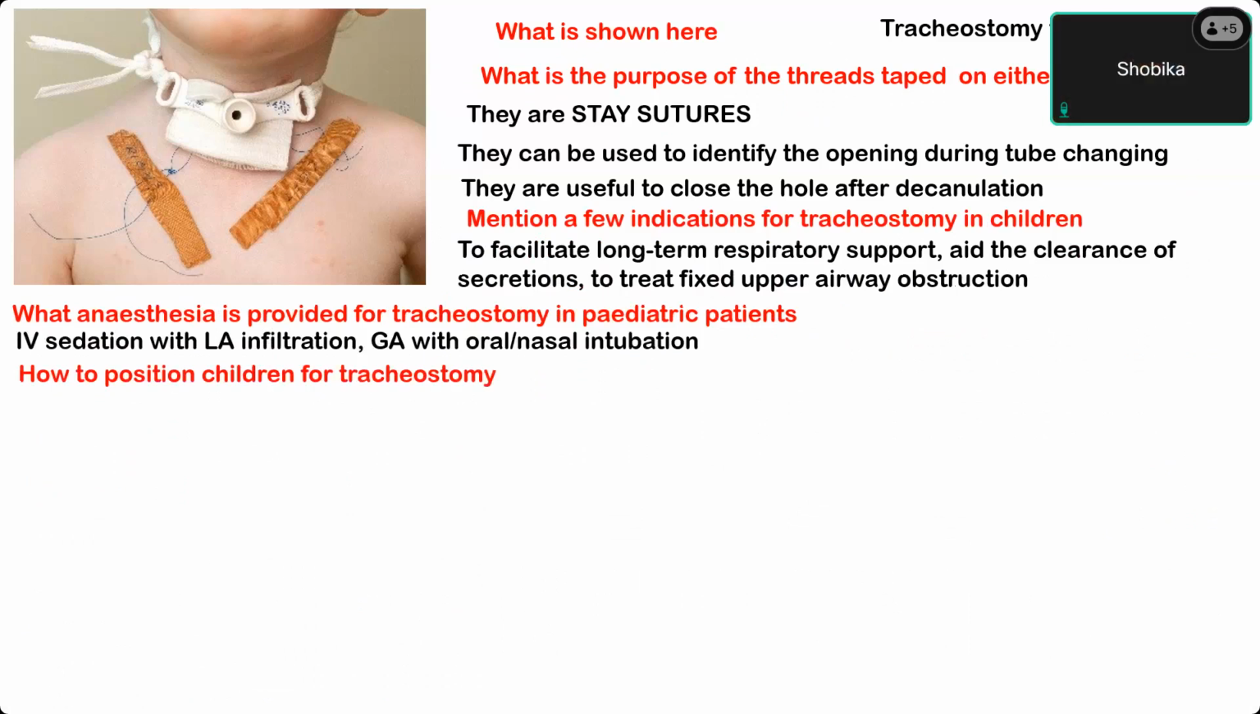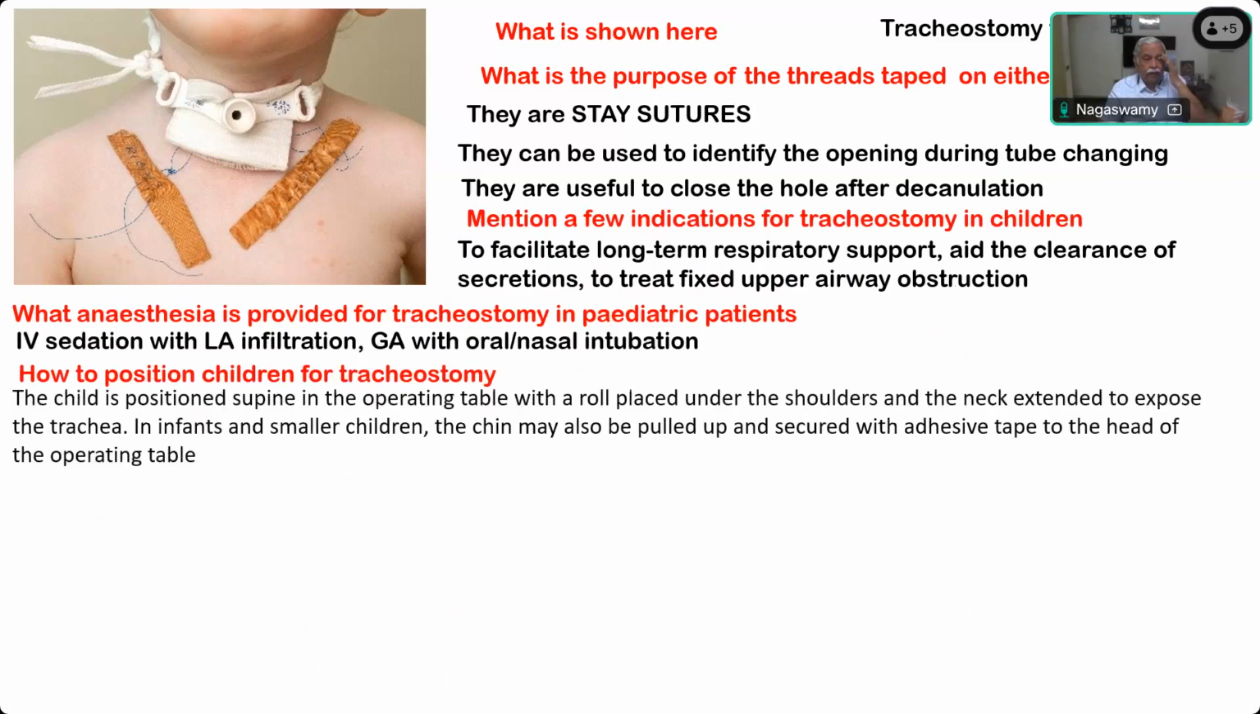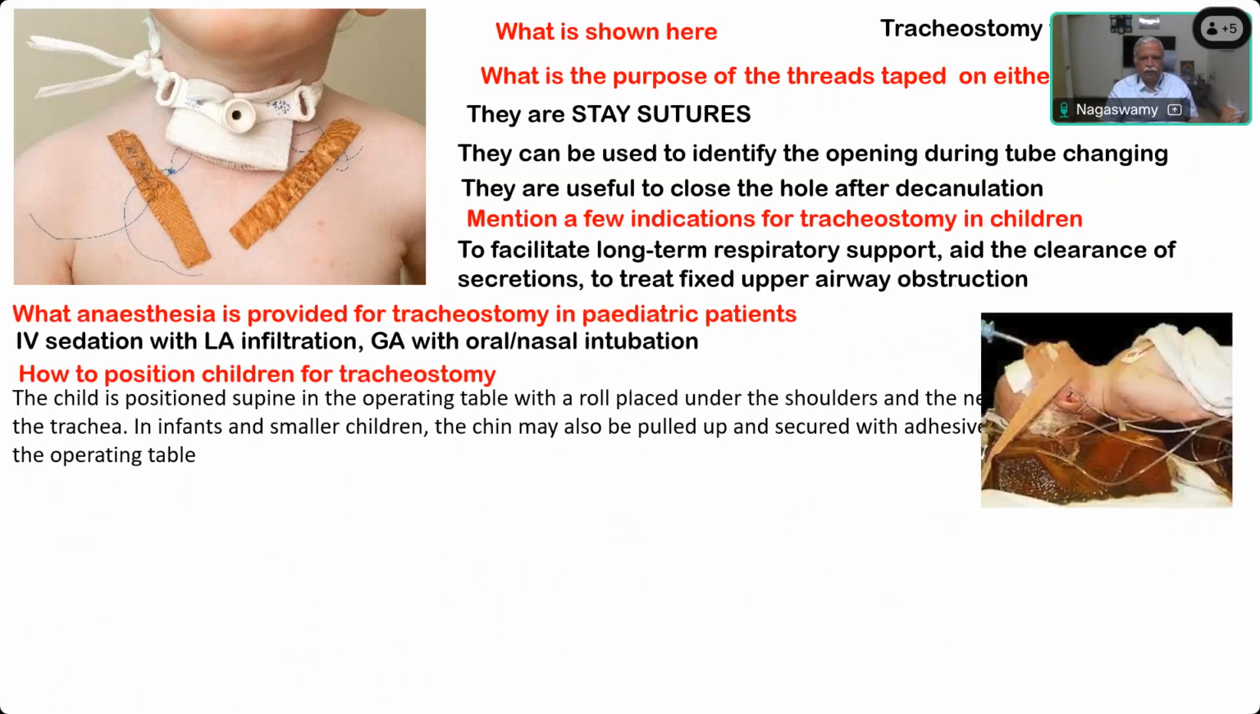Rose position. Position supine on the operating table with a roll placed under the shoulders and the neck extended to expose the trachea. In infants and small children, the chin must also be pulled up and secured with adhesive tape to the operating table. This is how, in small infants, you will get a proper extension of the neck. Otherwise, the chin will be floating.